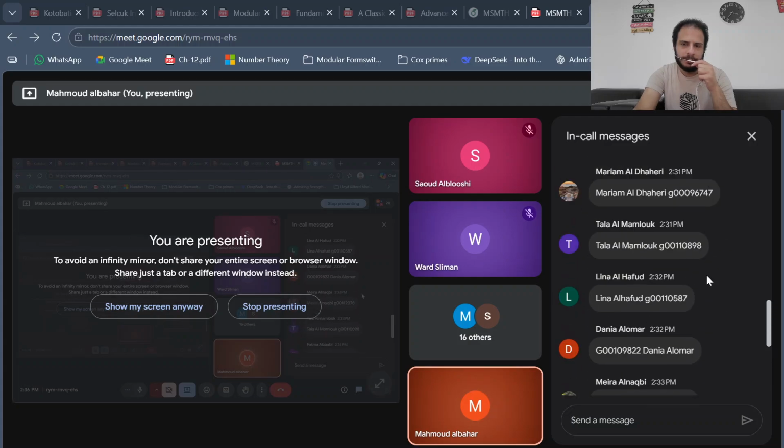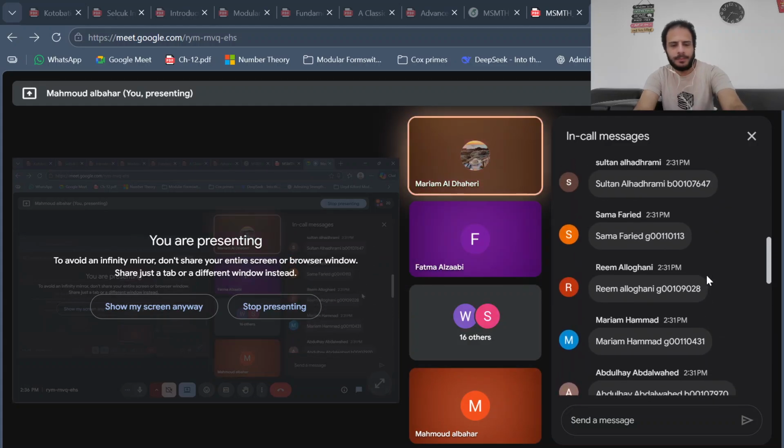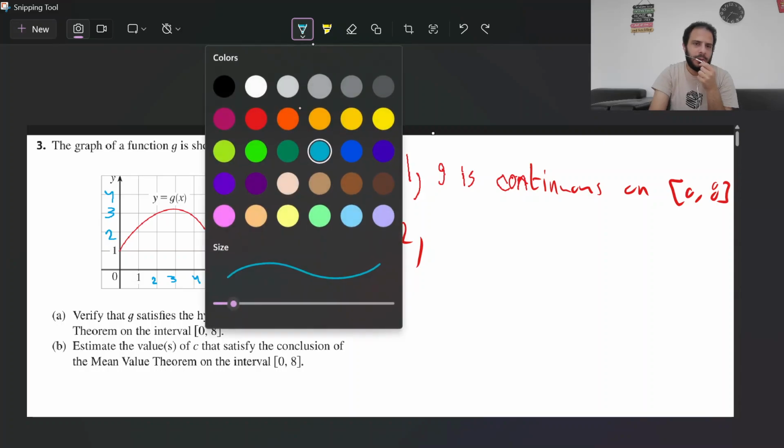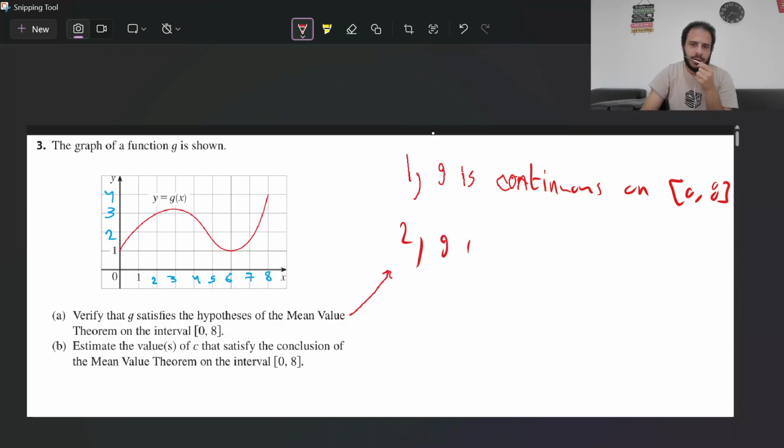What do you think? Yes. Because there is no problem with it, because we don't have a corner like this. If we have this, it's not differentiable. Or like this, for example. This is also not differentiable because it's a cusp, right? So we don't have these things here, so it's good. So g is differentiable on the open interval.